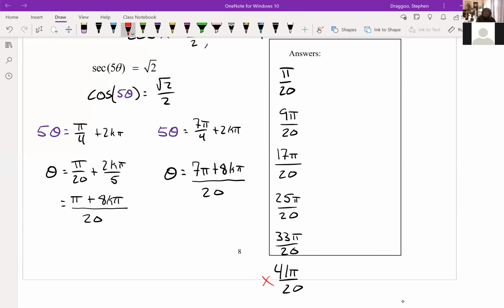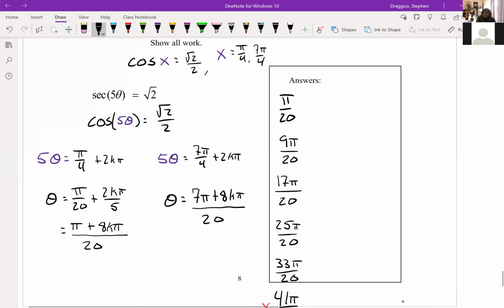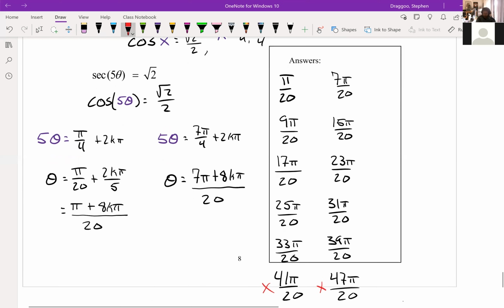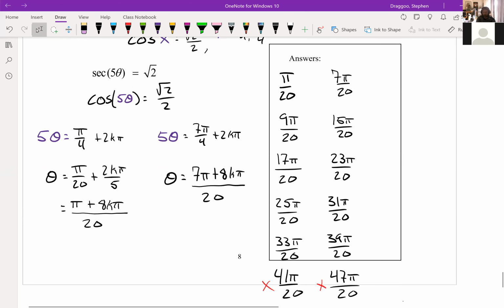Listing off the other sequence, I've got 7 pi over 20, plus 8 be 15 pi over 20, plus 8 again, 23 pi over 20, plus 8 again, 31 pi over 20, plus 8 again, 39 pi over 20. And just for giggles, if I did 8 one more time, 47 pi over 20, but that's also out because it's greater than 2 pi. So I've got those 10 answers all go in the box.